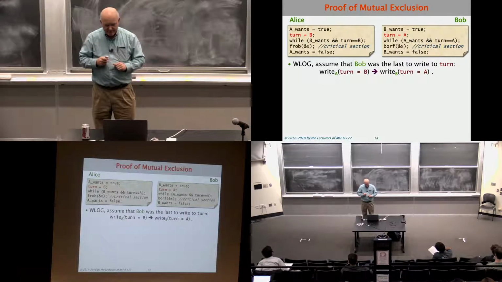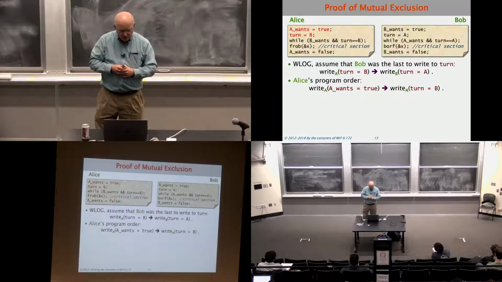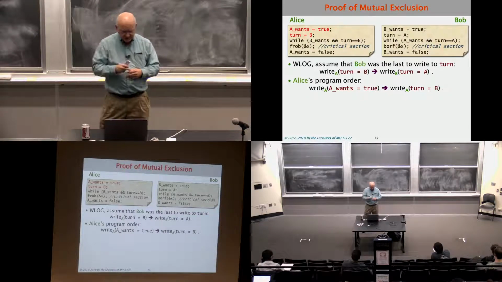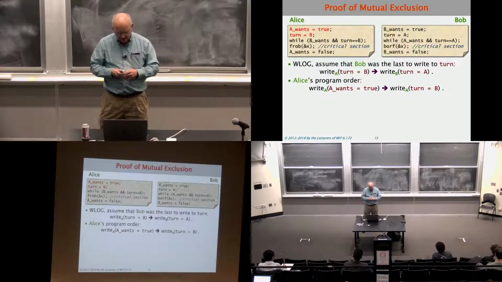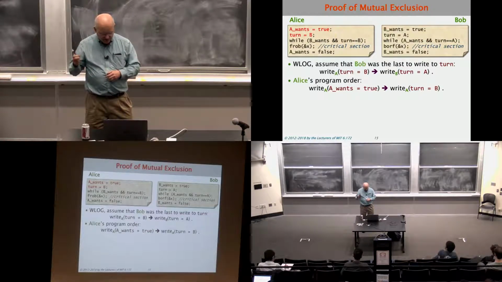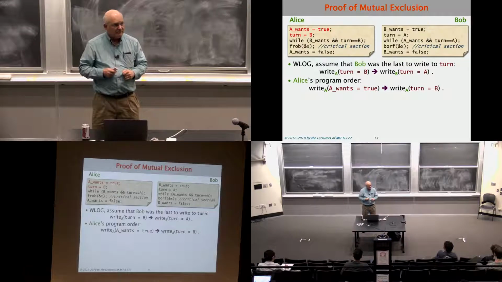Do you understand the notation I'm using and the happens before relationship? Okay? Okay, now Alice's program order says that Alice writing true to A wants comes before her writing turn equals B. That's just program order, right?